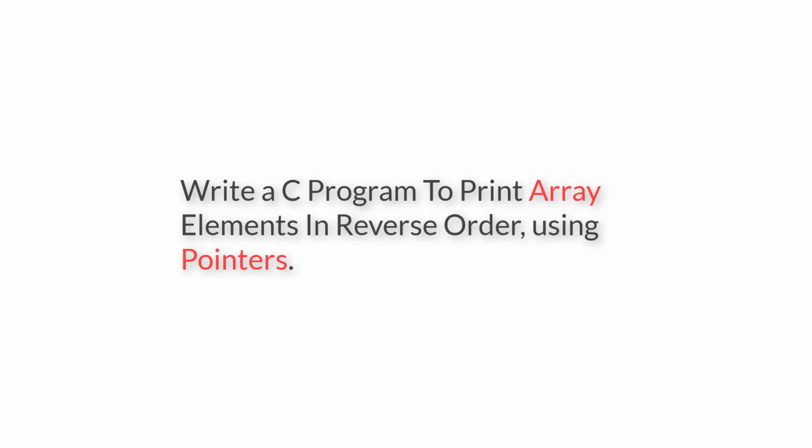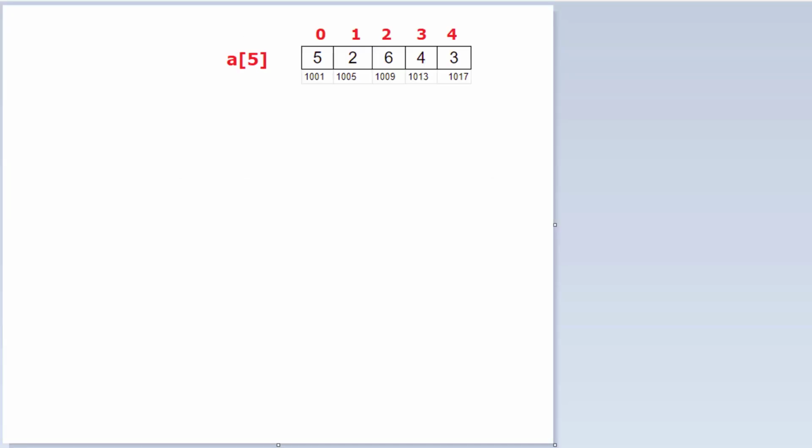We have an interesting problem statement here. Let me read it for you. Write a C program to print array elements in reverse order using pointers. So let me explain with an example here. So these are indexes, these are addresses, and these are the elements of the array.